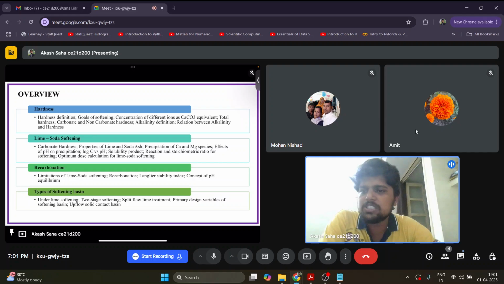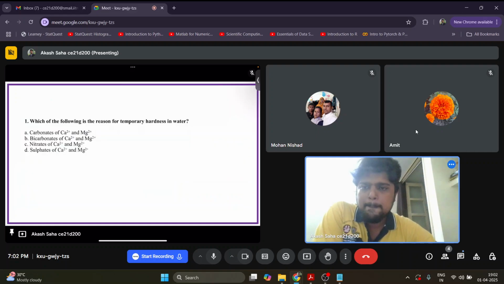So decrease the pH. And then some more points about the types of softening basins. What is split flow lime treatment and what are the various design variables for the basins. Like that, we covered all these concepts regarding this hardness and its treatment, majorly through the lime soda process. So this was all the content about week 10, and now we will solve some problems. Today I think mostly we have numerical problems only, but in between some MCQs are also there. So let's start with them.